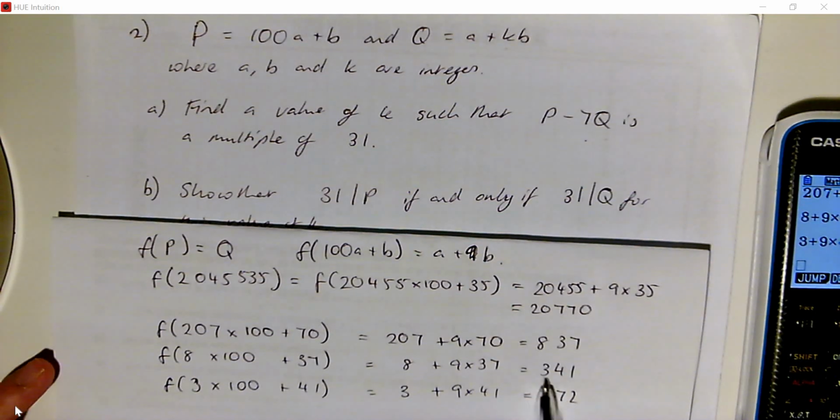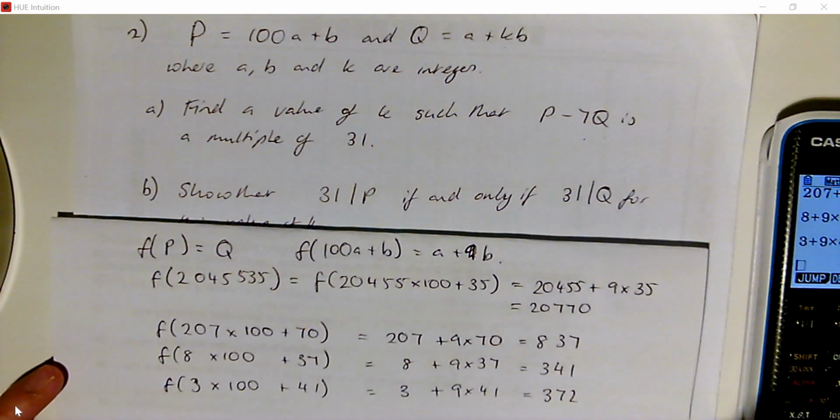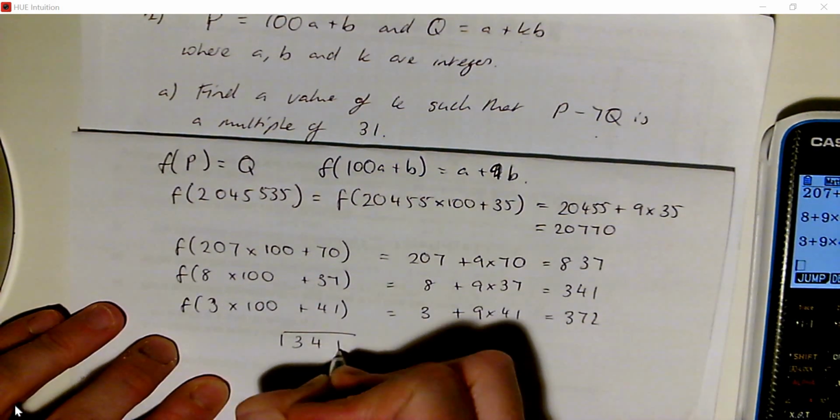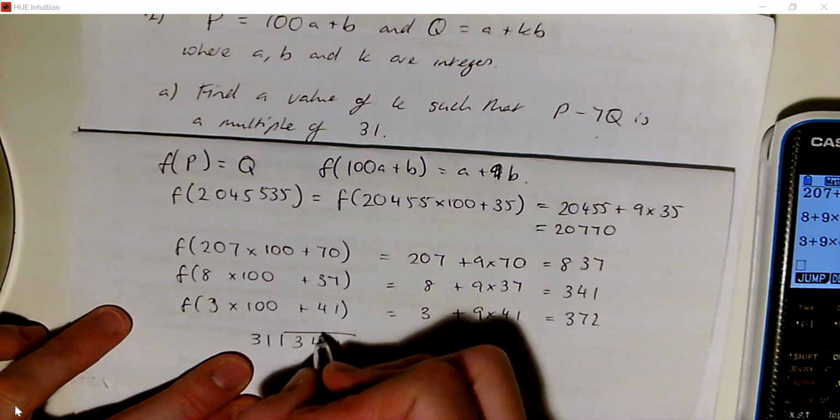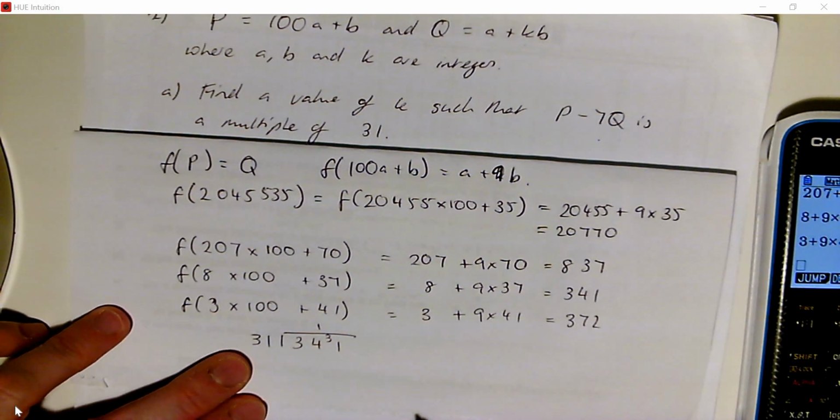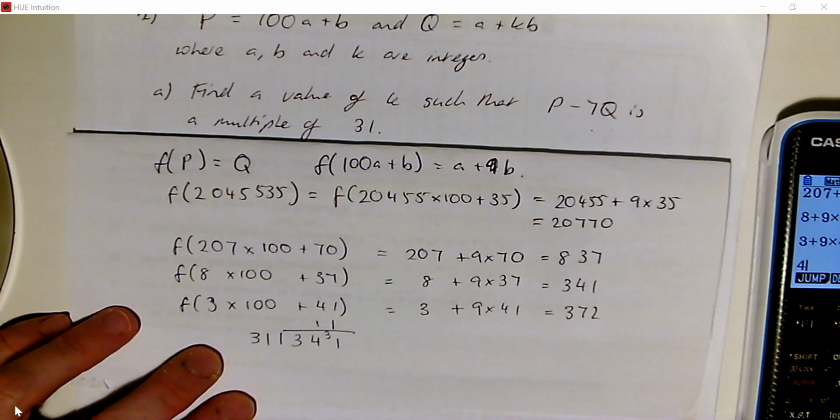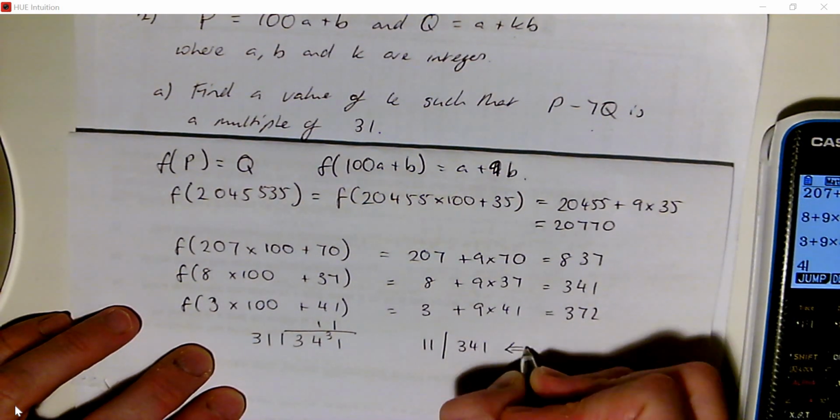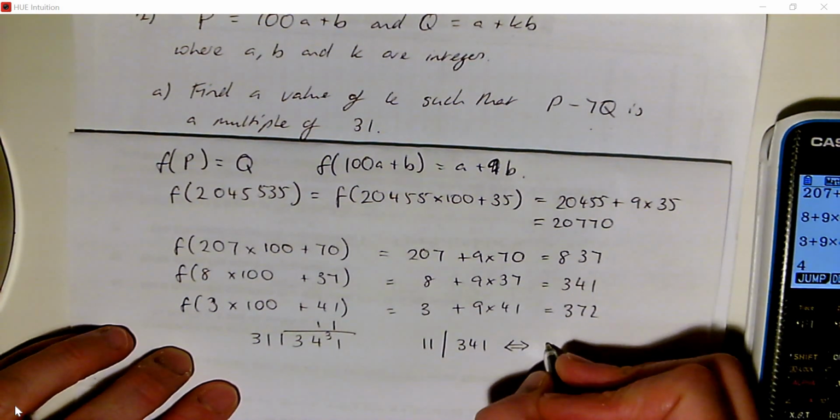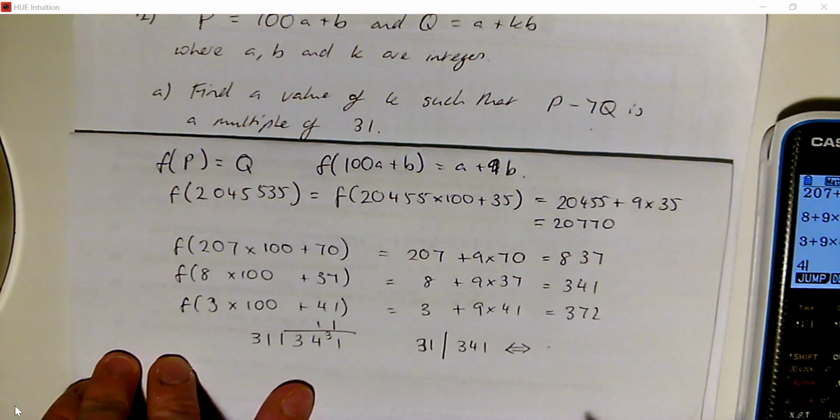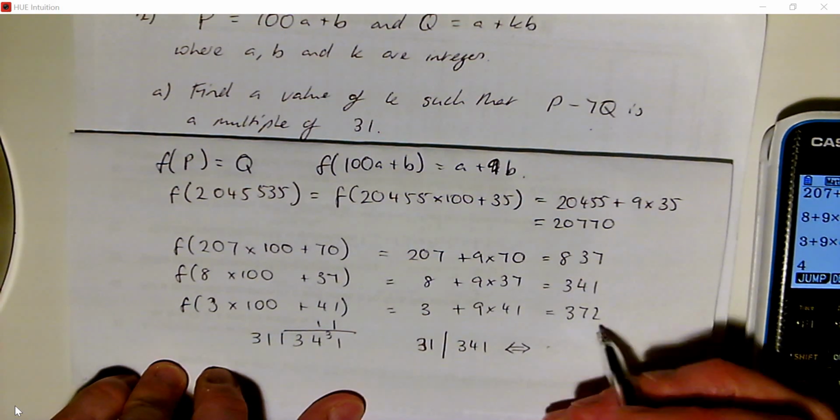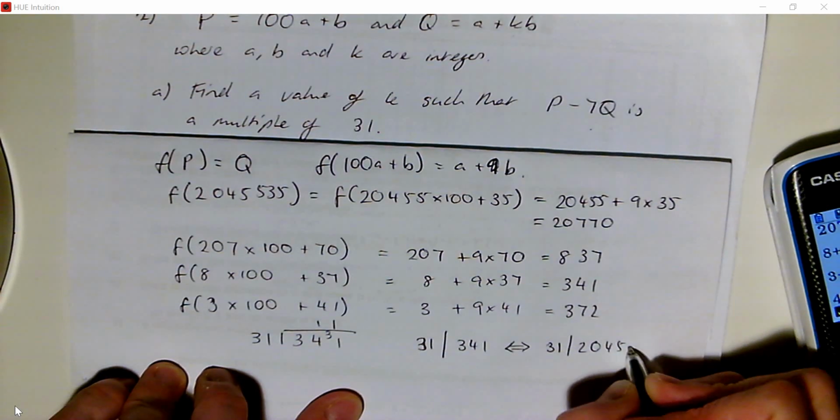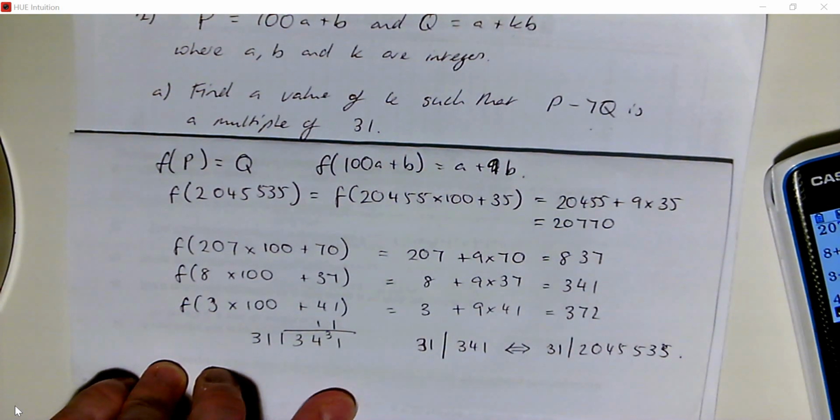So let's just see if 31 goes into, for example, 341. We'll just do that by normal division. Okay, so 31 goes into 34 once, remainder 3, and then 31 goes into 31 once, so it's 11 times. So 31 times 11 divides 341, which then, if we follow it back up the tree, 31 divides 341 as well, then that tells us that 31 divides our 2,045,535 as well. Okay.